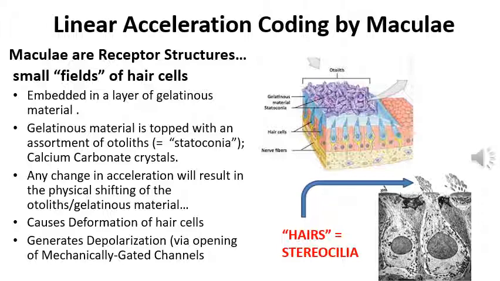where you can interpret it. So let's take a look at the picture. I've got these hair cells, and they're actually embedded in a layer of gelatinous material, and that gelatinous material is topped with an arrangement of small calcium carbonate crystals called otoliths. Sometimes they're collectively referred to as statoconia.